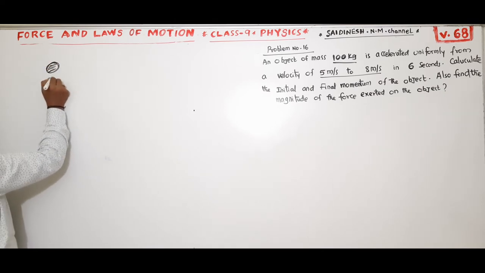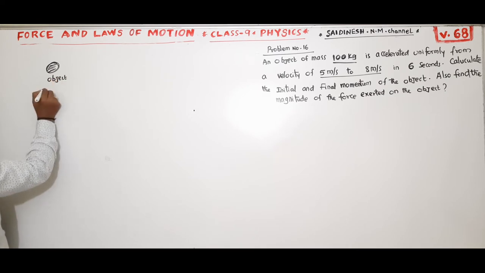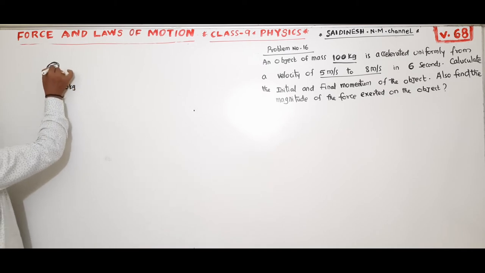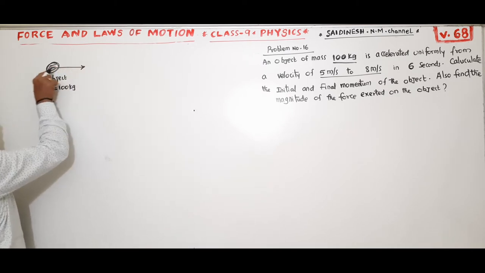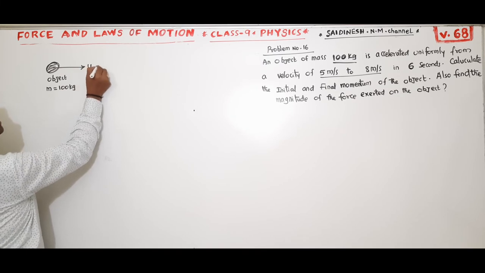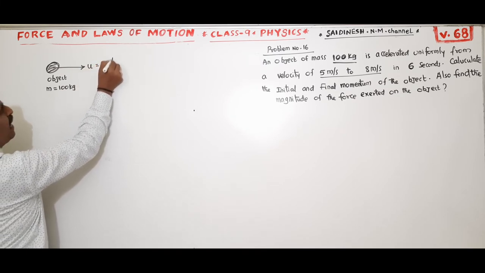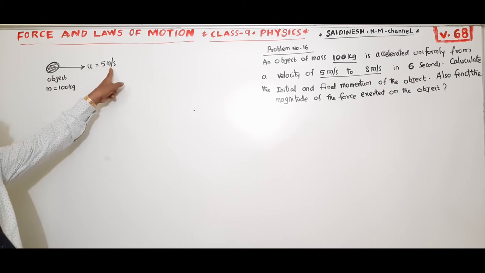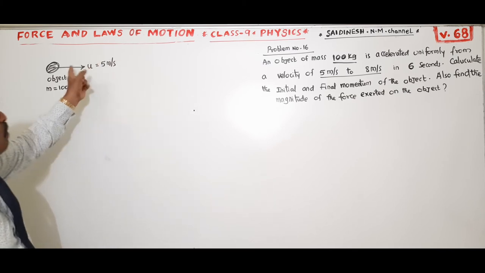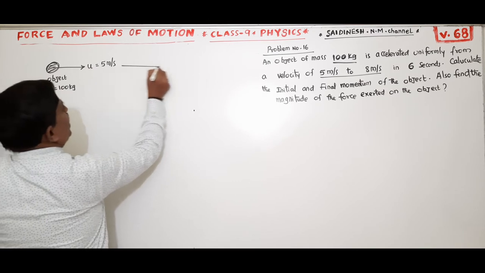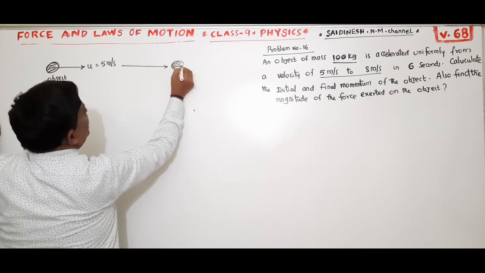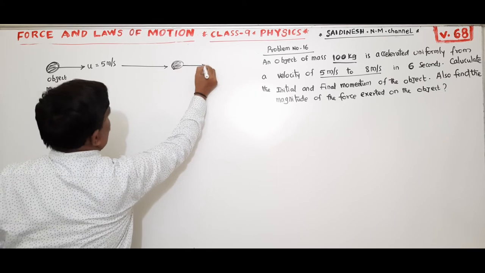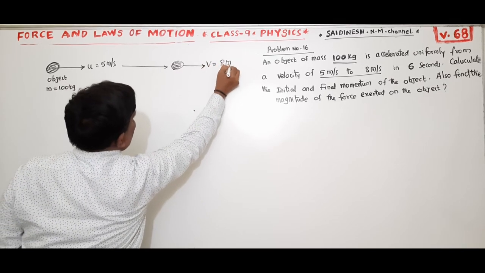Here there is an object. Its mass is given as 100 kg. Initially, it is moving with an initial velocity of 5 meter per second. Starting, it is running slow with an initial velocity of 5 meter per second. After some time, its velocity increases to 8 meter per second.